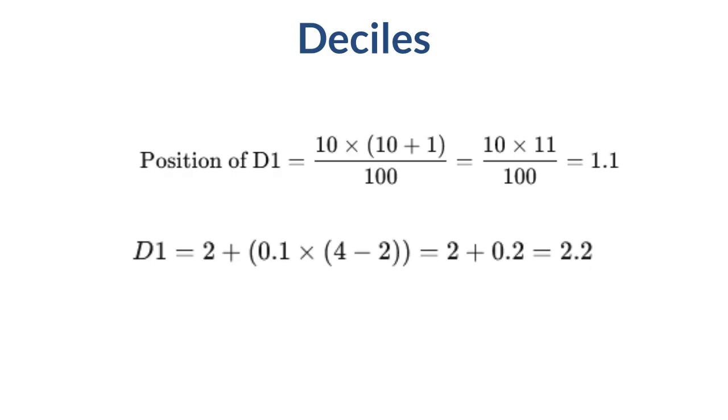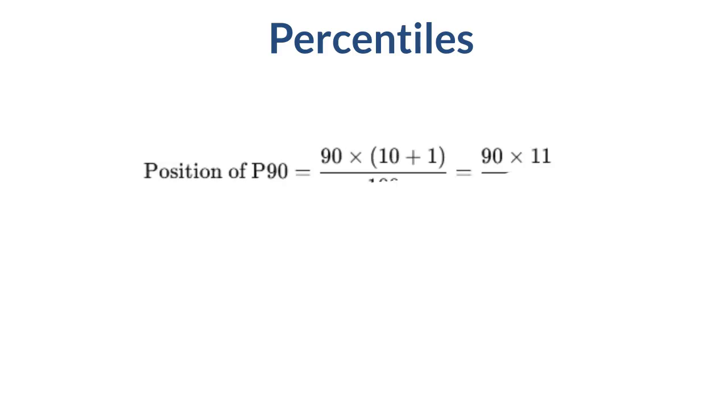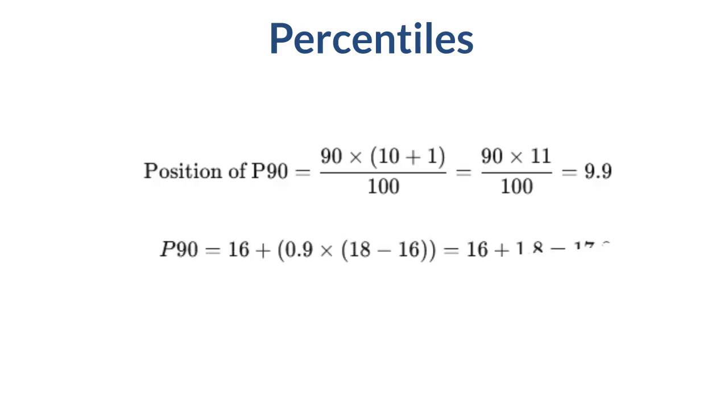D5, 50th percentile, or median, we already calculated this earlier. D5 equals 9, same as Q2, the median. Percentiles. Let's demonstrate how to calculate a percentile using an example. P90, 90th percentile. Position of P90 equals 90 times the quantity 10 plus 1, divided by 100, equals 90 times 11, divided by 100, equals 9.9. The 90th percentile is 17.8.